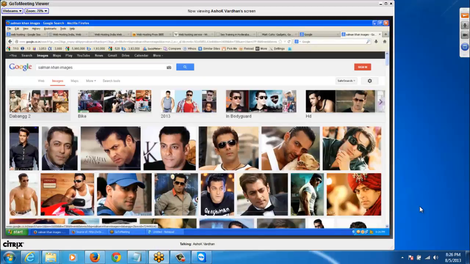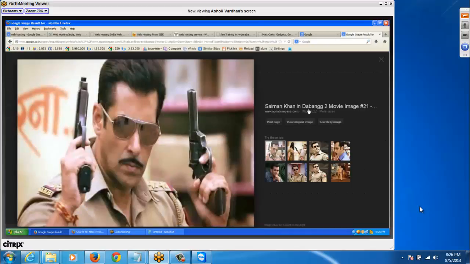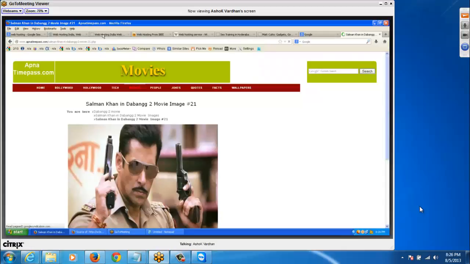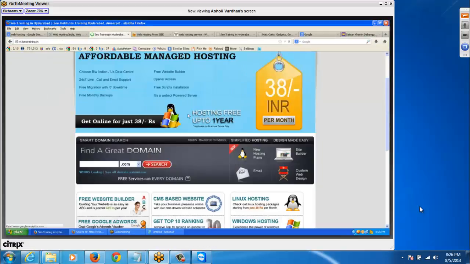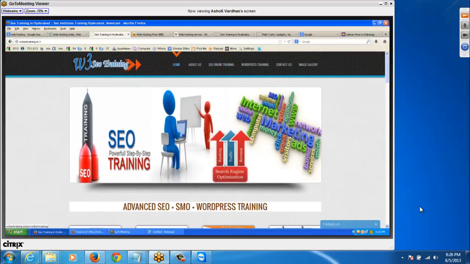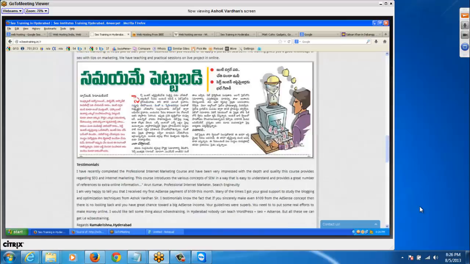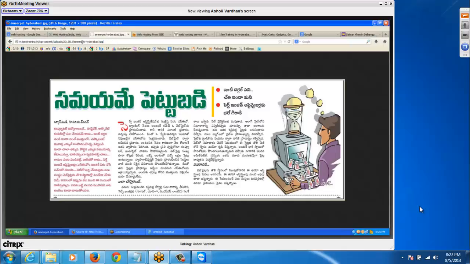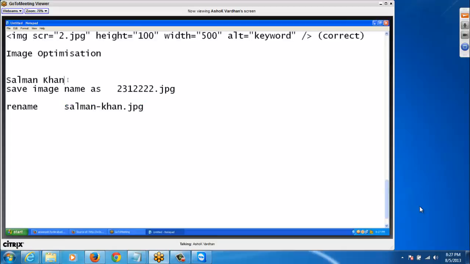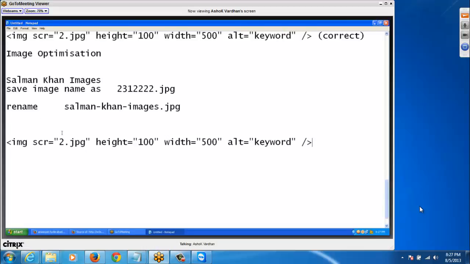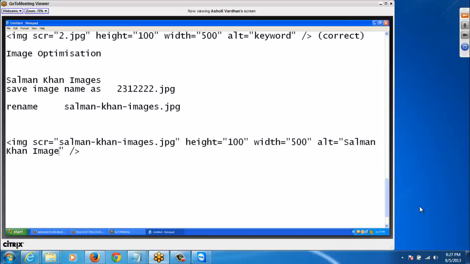So when you target this, I'll show you in my website. This one is URL structure. So we must save that image name as our targeting keyword. This is the targeting keyword, or else if this one is images, that time save Salman Khan images. Now here is our syntax. In this case, this gives this syntax. Height and width are same, but the keyword should be like this: Salman Khan images.